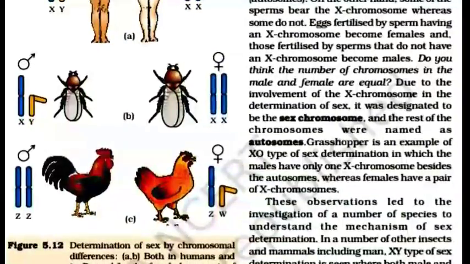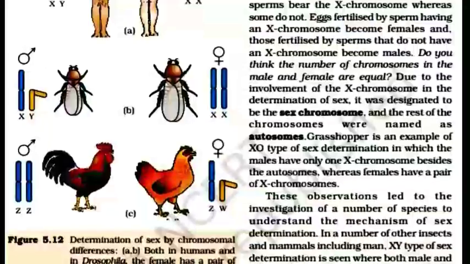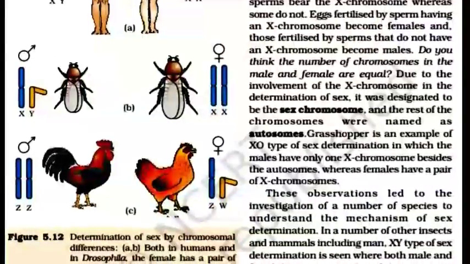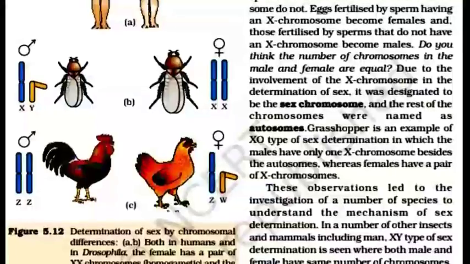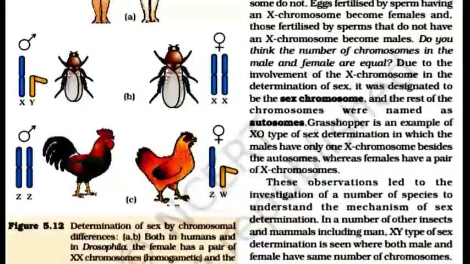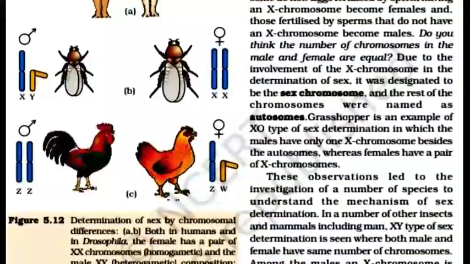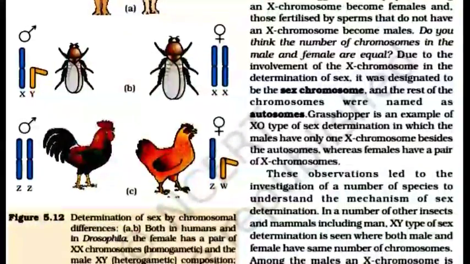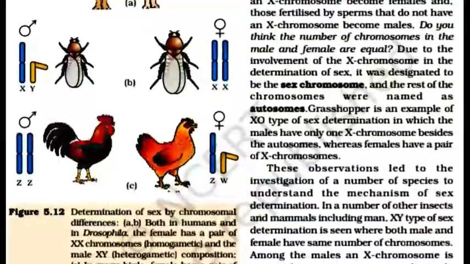Grasshopper is an example of XO type of sex determination, in which the male has only one X chromosome besides the autosomes, whereas the female has a pair of X chromosomes. These observations led to the investigation of a number of species to understand the mechanism of sex determination in a number of other insects and mammals, including man.